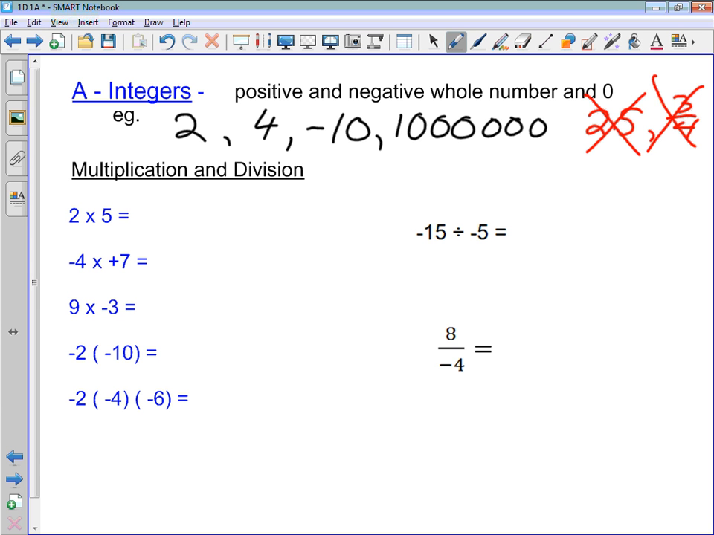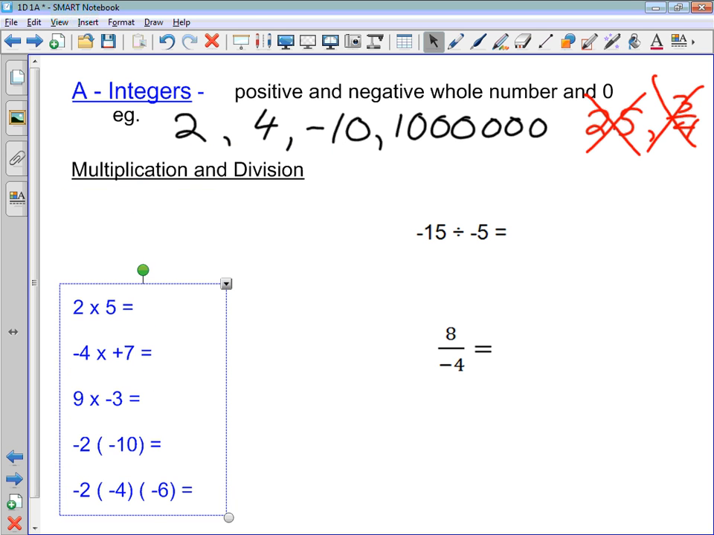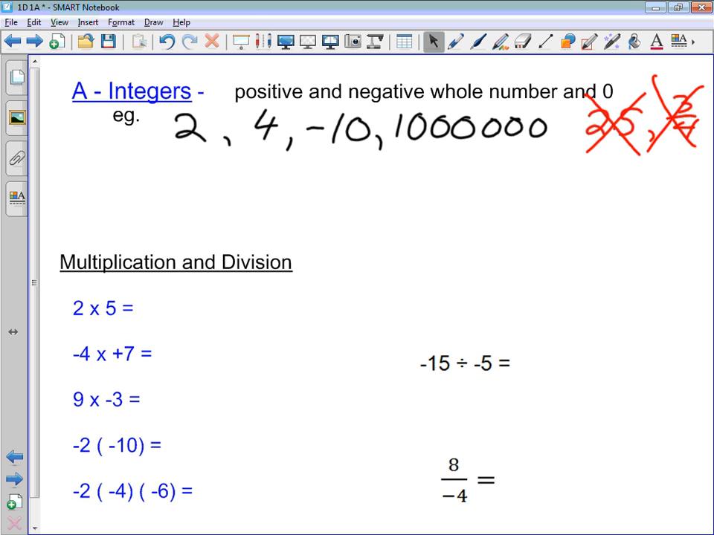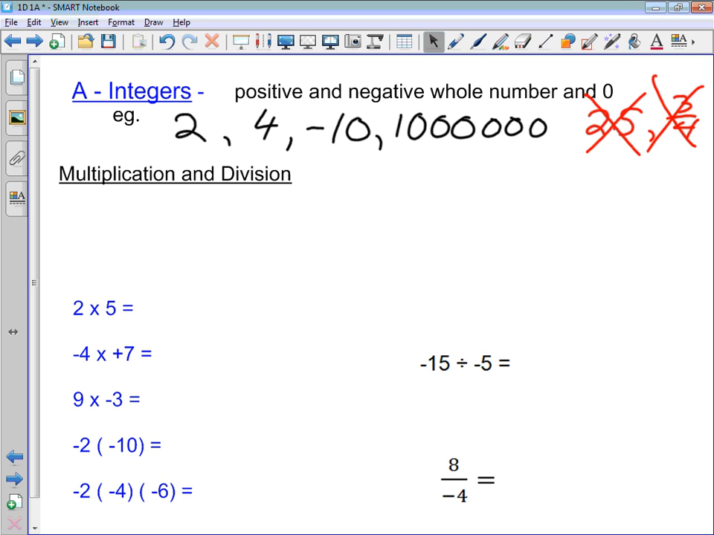So multiplication and division. Okay. The first thing you want to remember about multiplying and dividing integers is that basically what you're interested in is the signs of these things. Okay? So if you have two integers that are positive, positive times a positive, what is the sign of the answer going to be? Well, it's going to be a positive as well.